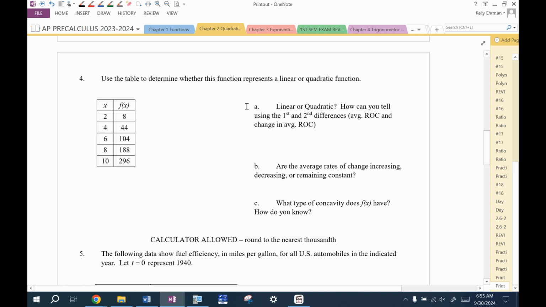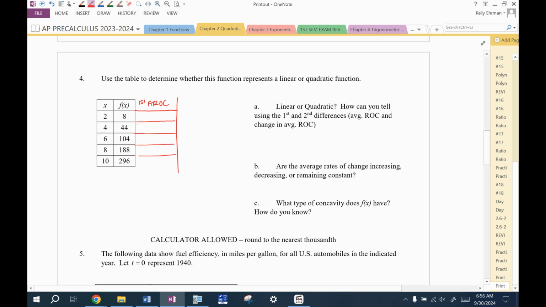Use the table to determine whether this function represents a linear or quadratic function. So the first thing that we should be doing when we see a table and we're trying to decide is find the first average rate of change, and then also find the second. And be careful because these x's are going up by 2, so not going up by 1. So you do have to pay attention to them. So let's draw in our little tables here.